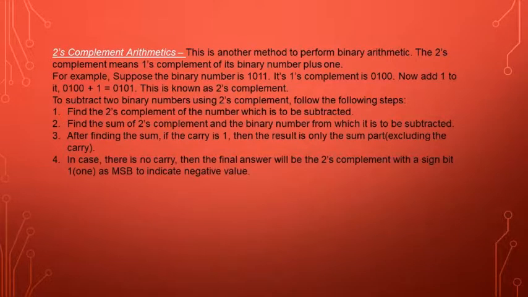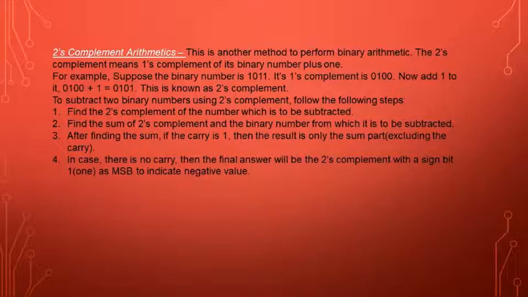We come to twos complement arithmetic now. This is another method to perform binary arithmetic. The twos complement means ones complement of a binary number plus 1. For example, suppose the binary number is 1011. Its ones complement is 0100. Now add 1 to it. 0100 plus 1 comes to 0101. This is known as twos complement.